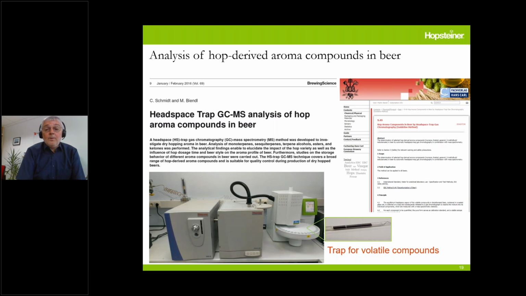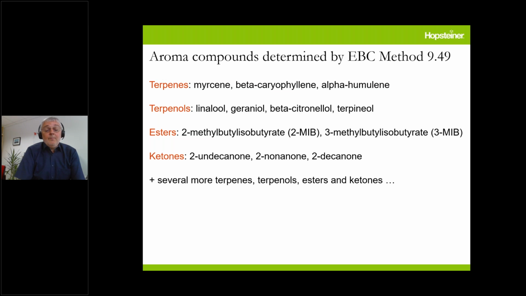So you can find all the details in this method or some more information on the method in 3 weeks in our webinar. And this method is suitable to analyze a wide range of compounds: terpenes, terpenols, esters, ketones. And here you see a few examples of the compounds we analyze. We have the main focus on these compounds, but you can analyze a very large range.